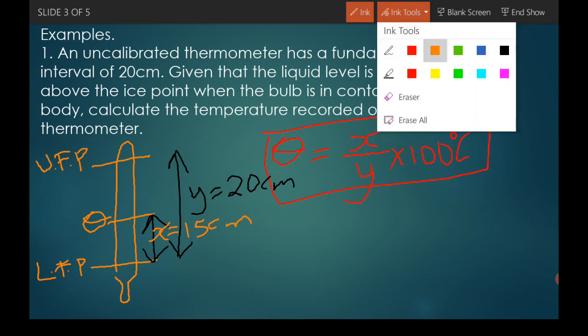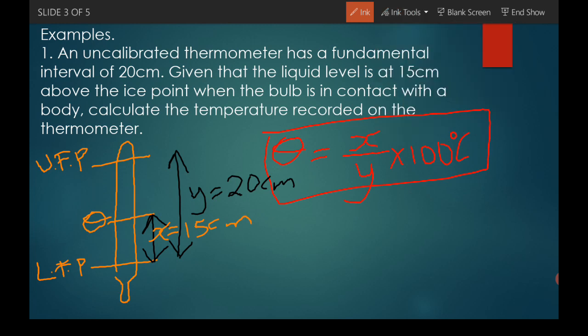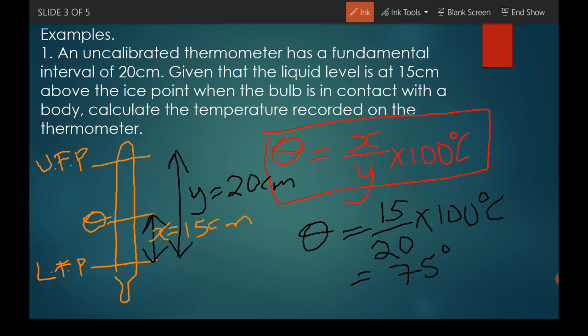So what we do here is very simple. We shall simply say that our temperature theta is equal to x, which is 15, divided by 20 times 100 degrees Celsius. When you simplify that, our answer will be 75 degrees Celsius. That is our answer to number one. Look at the distance x, it is between the liquid level and the ice point, or the lower fixed point, and the distance y is the fundamental interval.